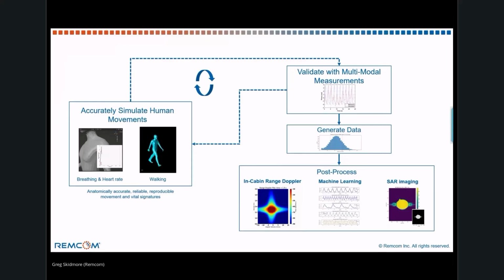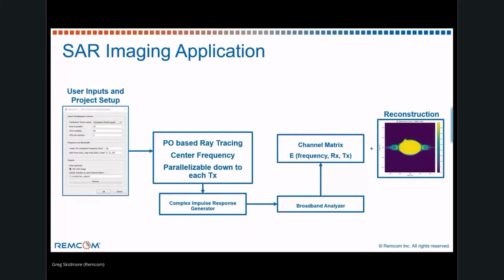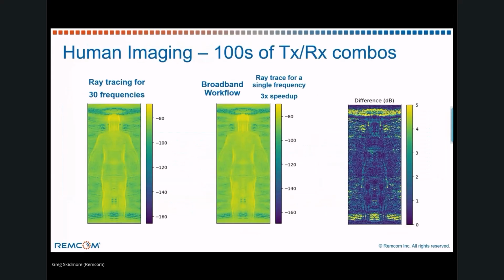So I don't have a lot of time to go through the SAR imaging. I just wanted to mention this briefly. So maybe just go to the final slide, Greg. So we have an application to run through this ultra wideband. SAR imaging often uses a wide band of frequencies. And we have an application to essentially ray trace once on a single frequency and then get that wideband frequency response of the reflection off the human.